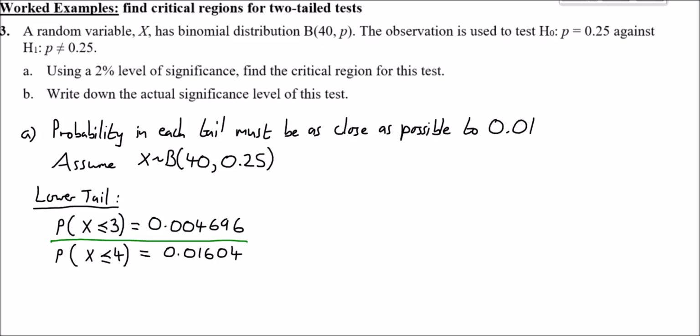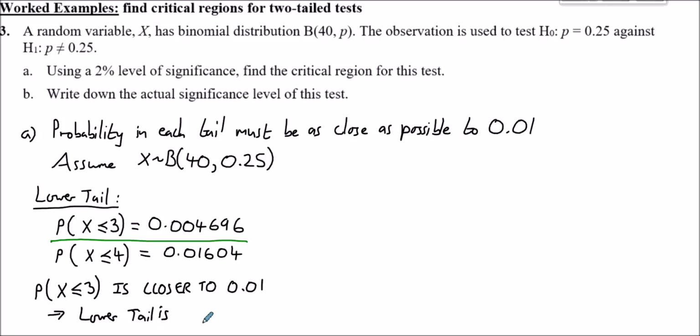So what we say here is, because the probability of X being less than or equal to 3 is close to 0.01, we're using that for our lower tail. So the lower tail is X less than or equal to 3.